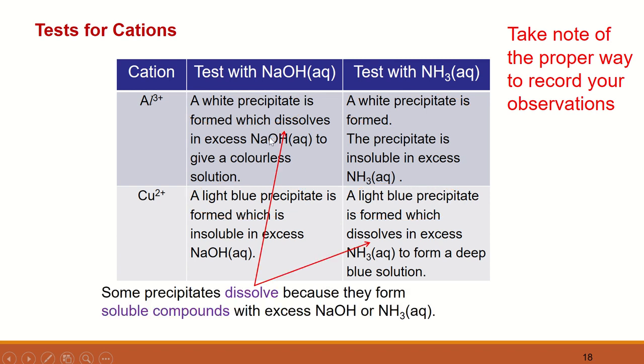Here you can see that some precipitates will dissolve and those that dissolve will give you a solution. You have to clearly state the final color of the solution obtained. For the white precipitate of the aluminum hydroxide, it actually dissolves in excess aqueous sodium hydroxide to give a colorless solution. And the blue precipitate in the test using aqueous ammonia will actually dissolve in excess aqueous ammonia to give a deep blue solution. So clearly state what happened to the precipitate. Did it dissolve or did it not dissolve in excess reagent, and describe the final appearance of the solution obtained if it dissolves.